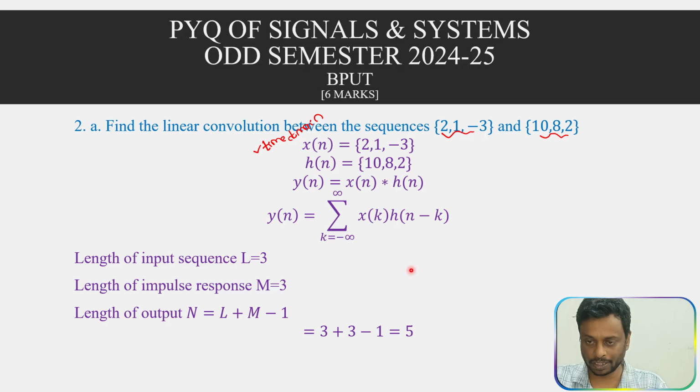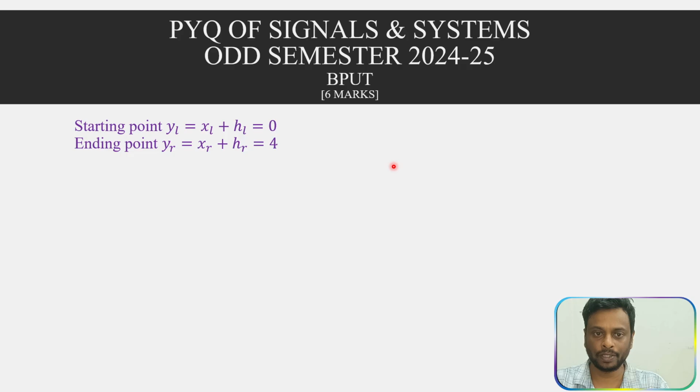So let us take the starting point and ending point of the output sequence. You can see x of n starting point is 0, and h of n starting point is also 0. The ending point of x of n is 2, and the ending point of h of n is 2. So what is the formula for finding the starting point and ending point? For the starting point, on the left-hand side, x of n starts from 0 and h of n also starts from 0. So 0 plus 0 will be 0.